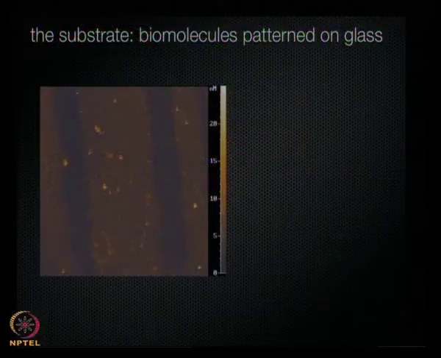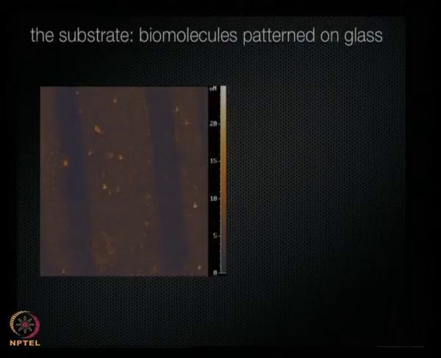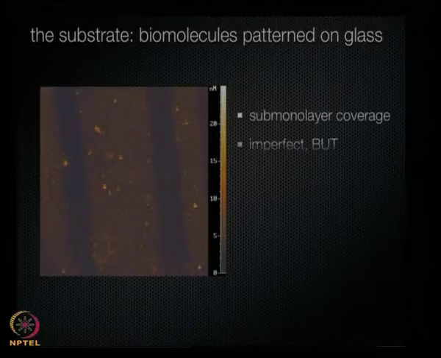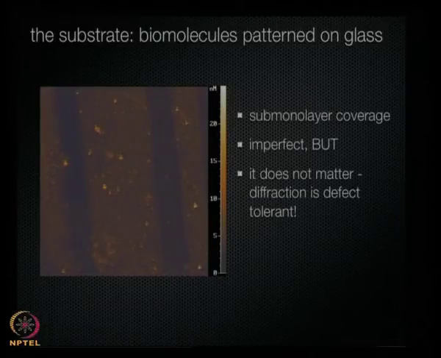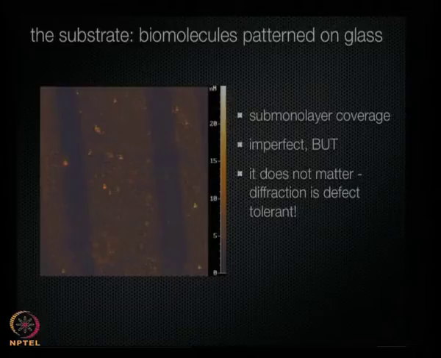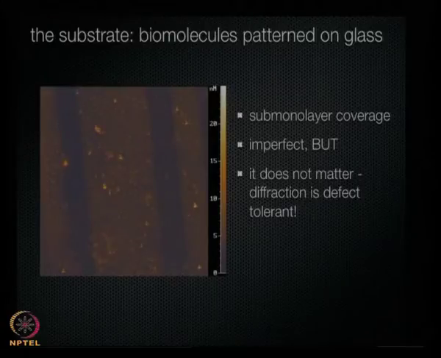As I said, this technique was invented in my lab, and here's an example of a substrate where we've patterned the biomolecules, this protein, on a piece of glass, and it's a submonolayer coverage. It's a very sparse amount of protein in there, and it's imperfect. As you can see, it's not even at all. But it doesn't matter because diffraction is defect tolerant.